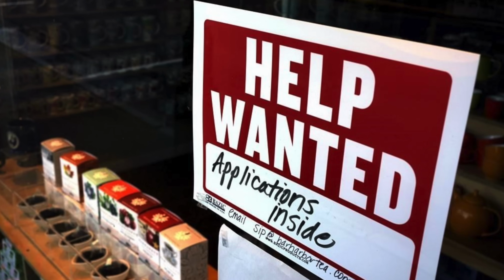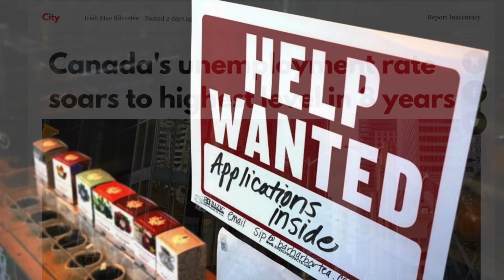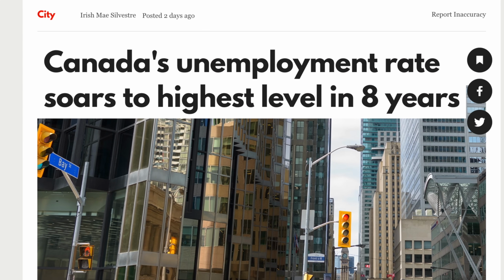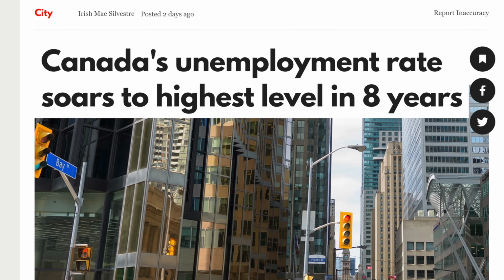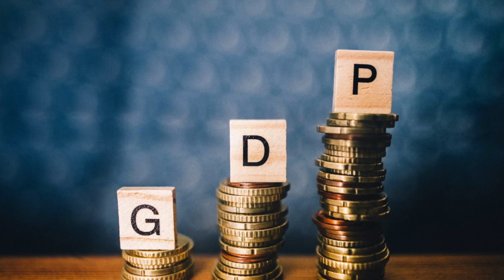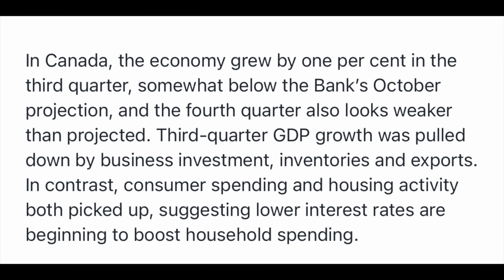Another key indicator that they look at when making these key interest rate decisions is, of course, the strength of the labor market, the job market, and the unemployment number. In this particular instance, the November survey numbers showed unemployment rose to 6.8% here in Canada. Gross domestic product, GDP, is another major factor they'd consider. Well, in this scenario, general economic growth was a bit softer than they expected.